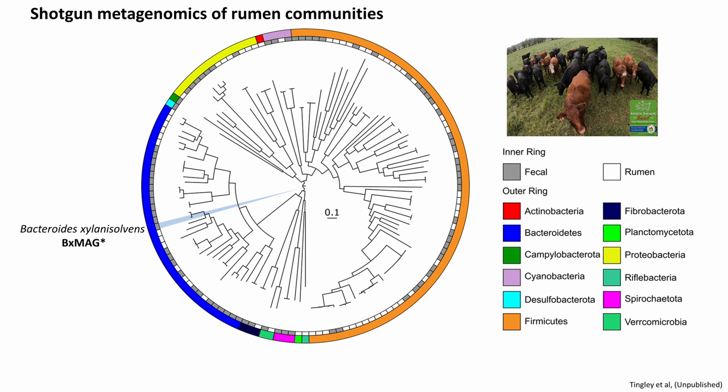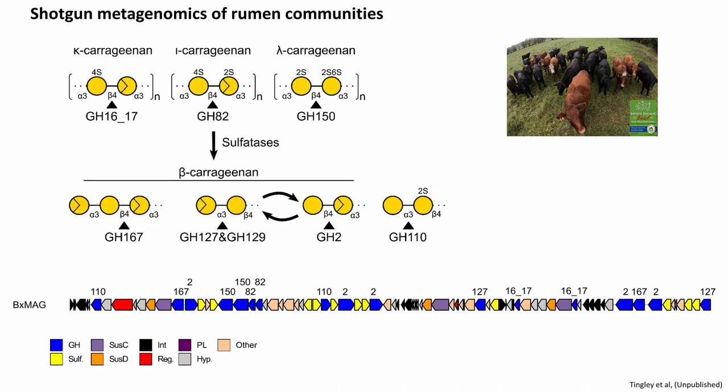So the key point from all of this is that we found one bacterium, one strain, what we call BX MAG for Bacteroides xylanosolvens. And in this MAG, we found one pathway that was of great interest to us. Shown in blue here, these are glycoside hydrolases. And up in this corner, these are the enzymes that would be required to digest the different linkages that we know are present in the seaweed.